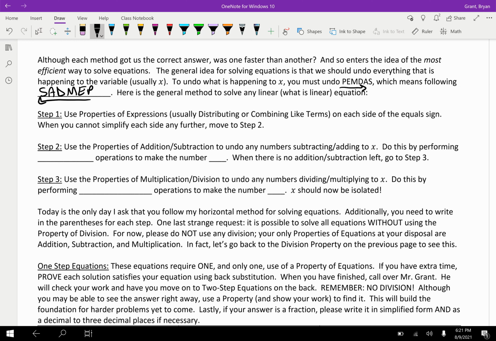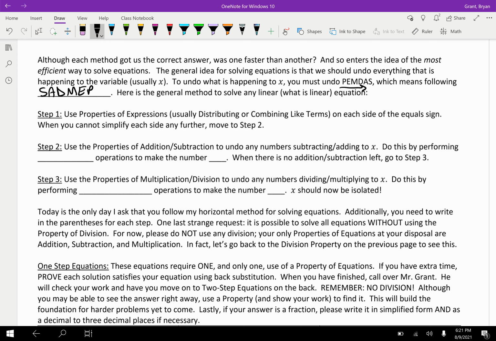See how that's PEMDAS backwards? SADMEP. And this gives us an order of how to undo everything that attaches to x. So I have 3 steps on here. These are the only 3 steps you need for pretty much any linear equation ever. Let's go through it. Step 1.